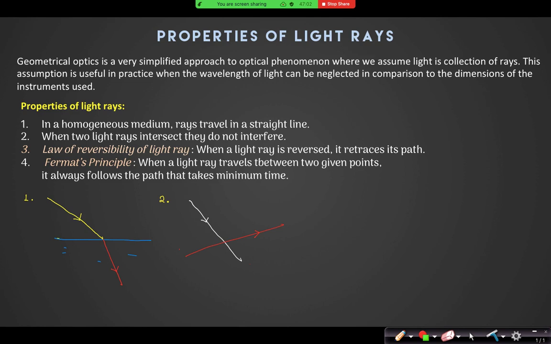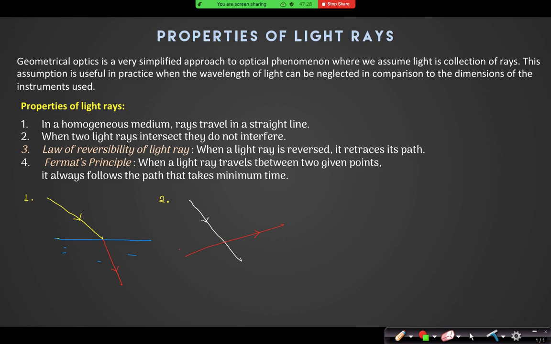I'm not going to find the reason behind that. Why the reflection is occurring? Why the refraction is occurring? I'm not going to find the reason behind that. I'm going to analyze that phenomenon by ray optics. Have you understood what I have tried to say? Yes, sir.